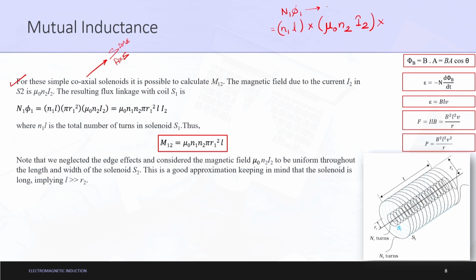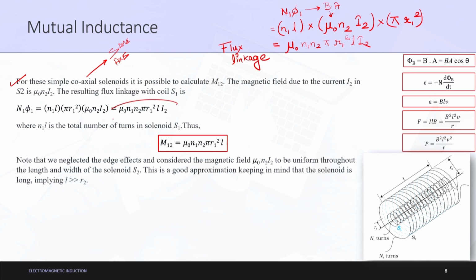As we already know, phi is nothing but B dot A. This is the value of B. The area is nothing but pi, and the solenoid we are talking about is S1, so the area involved will be of S1 only, hence it will be pi r1 square. Reiterating the terms, we get mu naught N1 N2 pi r1 square L I2. This is nothing but the flux linkage. Please understand this concept again and again. Please remember this is flux linkage.